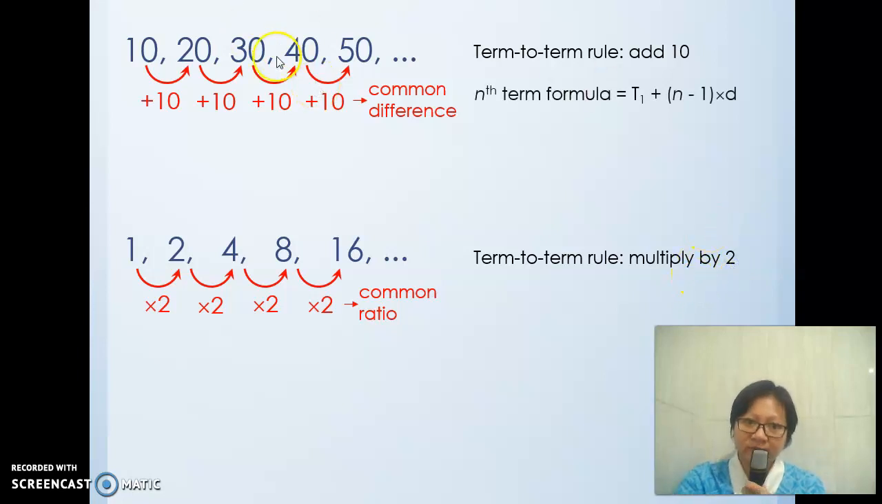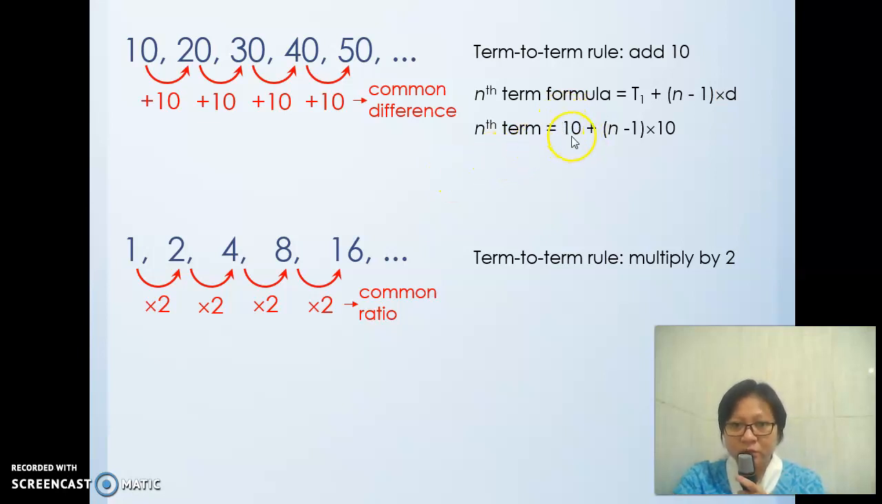For the arithmetic sequence, you've learned about the nth term formula, which is the first term plus the multiple of d. If we try to find the nth term, we need to replace the first term with 10 because the first term of this sequence is 10. After you get this, you need to simplify.